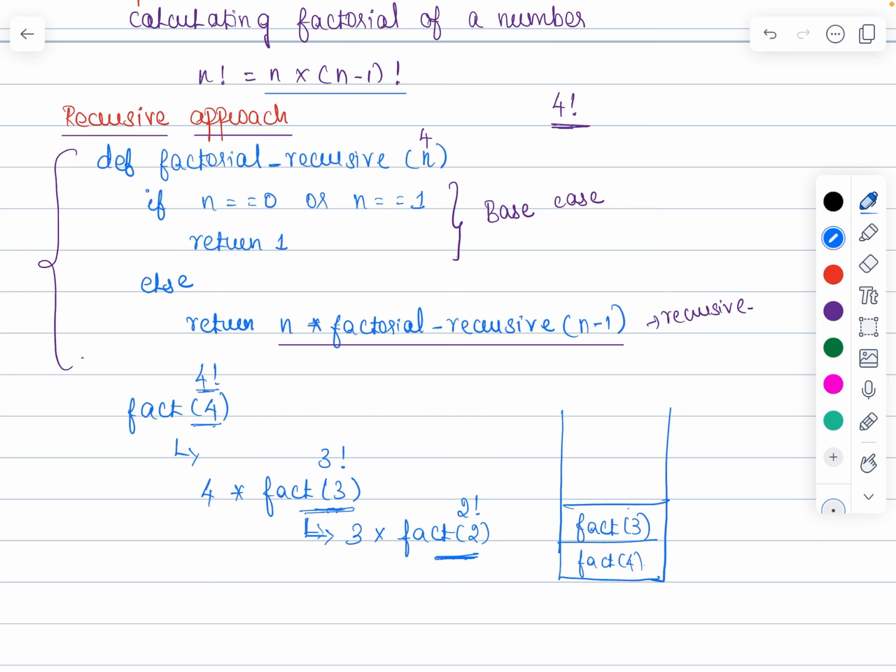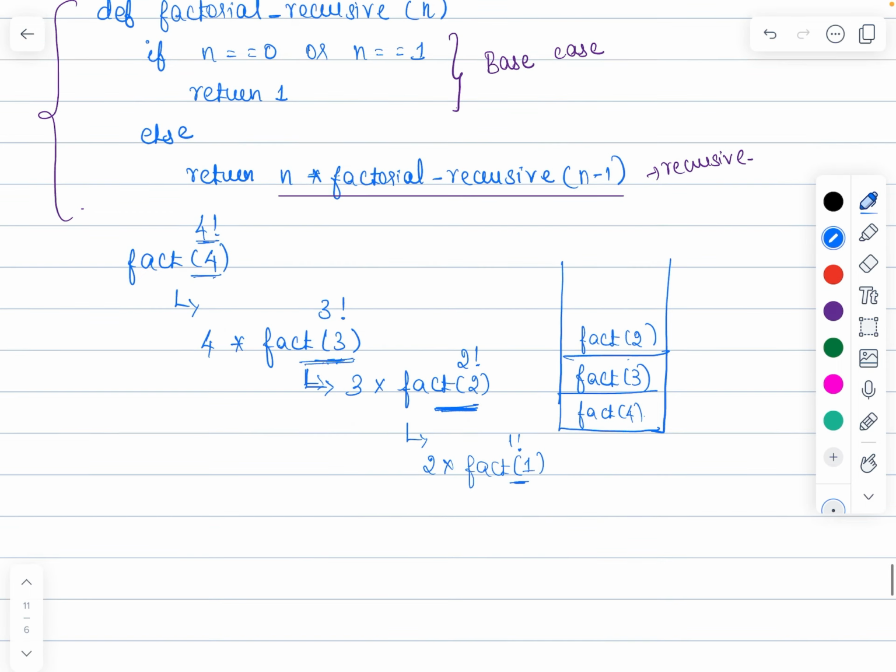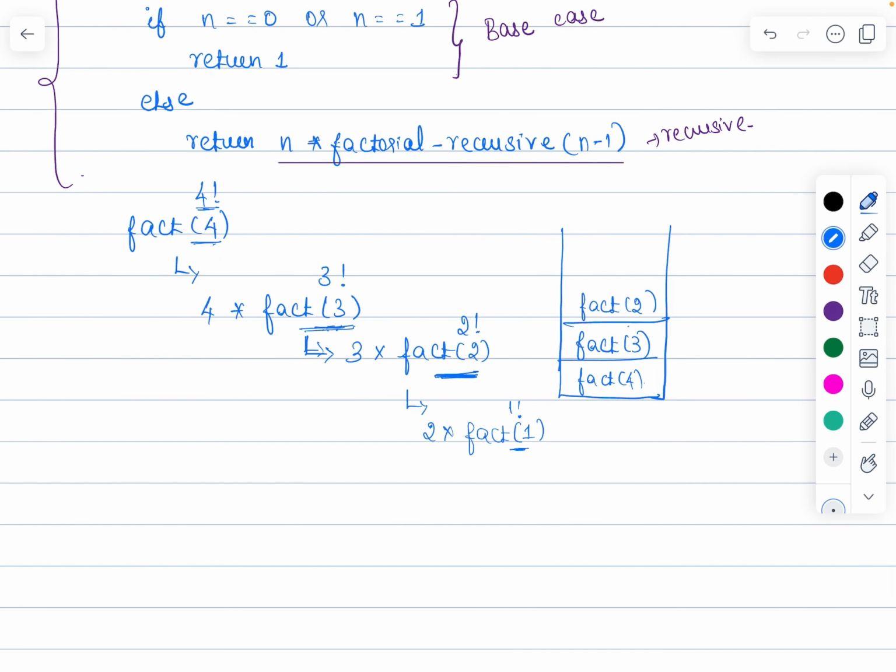Now, if you want to know 2 factorial, you need to know 1 factorial. The formula is n into n minus 1, where n is 2 and n minus 1 is 1. So you need to know 1 factorial. To know 2 factorial, you need to know 1 factorial. So now you push factorial of 2 inside the stack, and you work on 1 factorial. Now you work on finding the value for 1 factorial.